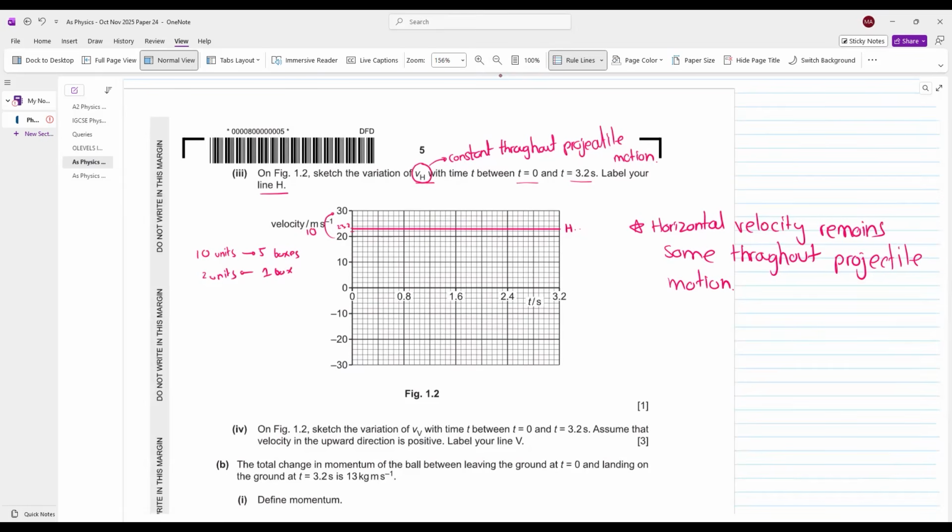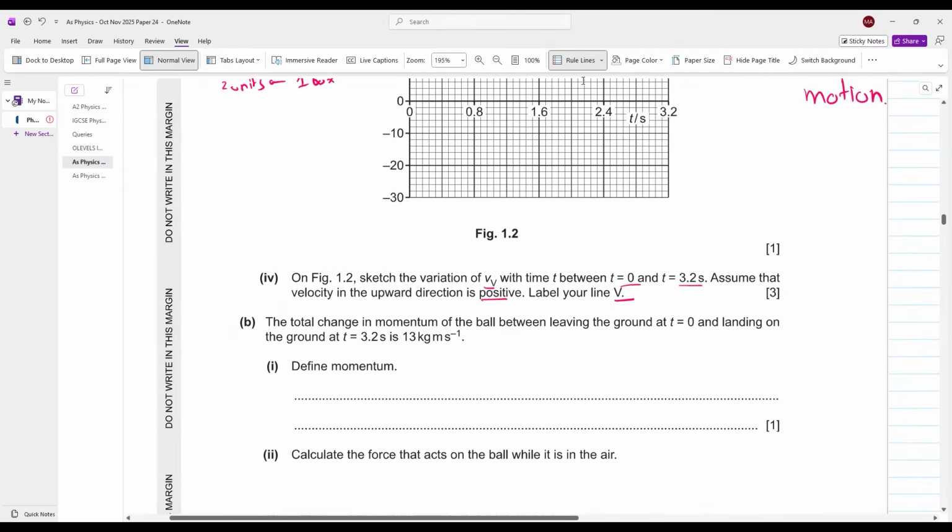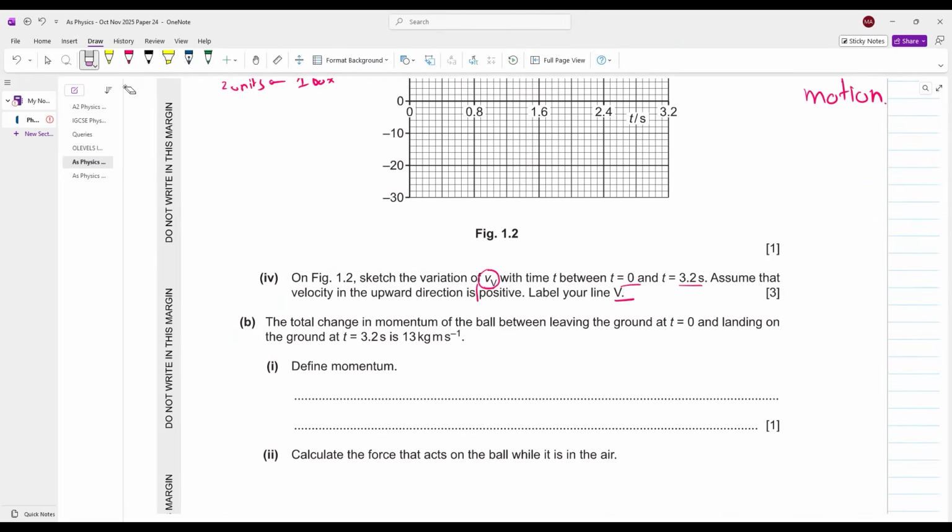On figure 1.2, sketch the variation of vertical velocity with time between time t equals 0 and 3.2 seconds. Assume that the velocity in the upward direction is positive. Label your line with capital V. अच्छा बेटा देखो करना क्या है. Now you have to draw the graph for the vertical velocity. You have to assume upward direction as positive. आपने upward direction को positive लेना है.